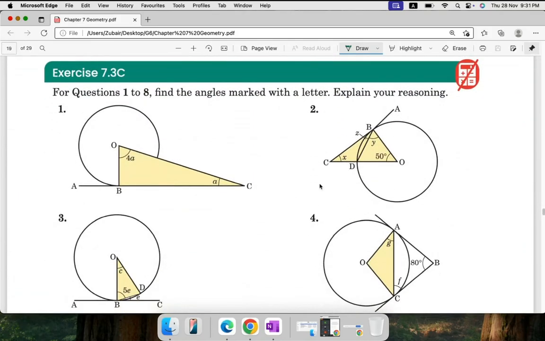Practice exercise. For questions 1 to 8, find the angles marked with the letter. Explain your reasoning. So first of all, OBC is 90 degrees and the reason is radius and tangent are perpendicular to each other. So 90 plus 4A plus A is equal to 180. That is 5A is equal to 90 and A is equal to 18.